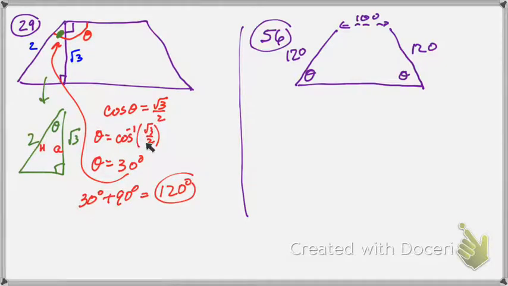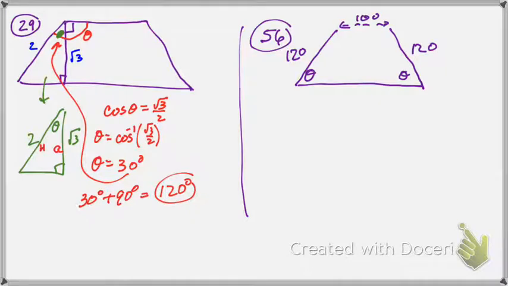Grab our calculator, do an inverse cosine of square root of 3 over 2. The calculator gives us a 30-degree answer. But we got to remember what that was. That's not our overall answer. That's just that little piece right there. Well, how big is this full angle then? Well, it's the answer we just got, 30, plus that other 90. That's how we get to 120.